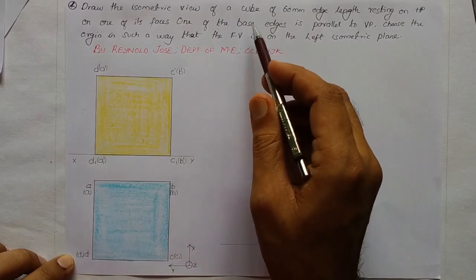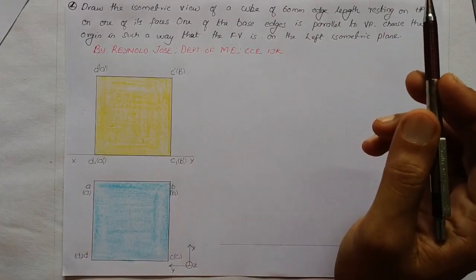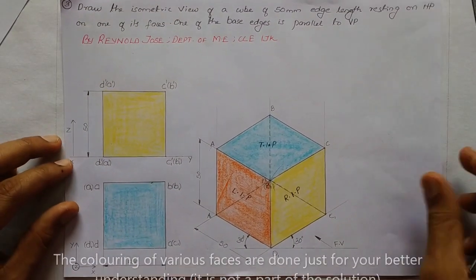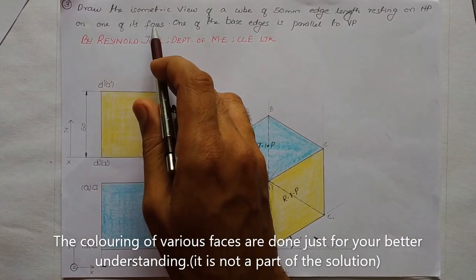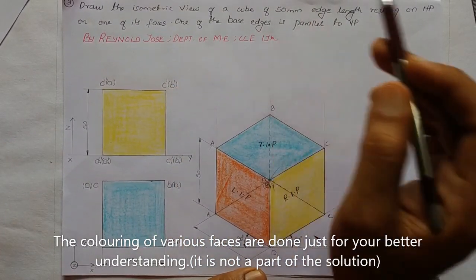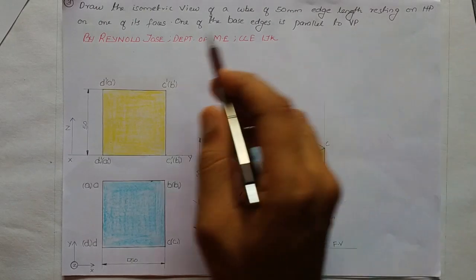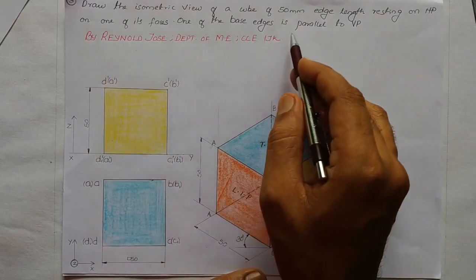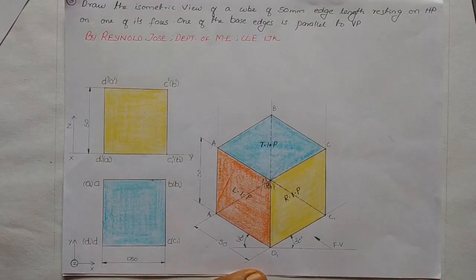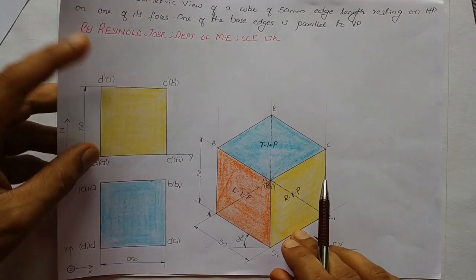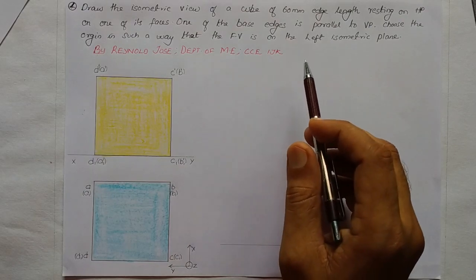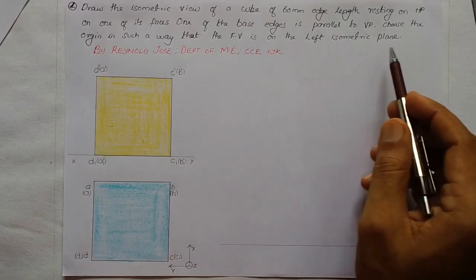So what is the difference between this question and question number 4.3? In question 4.3, it is also the isometric view of a cube. The edge length is 50, but for the time being we shall forget about the edge length, and it is resting on HP on one of its faces, and one of the base edges is parallel to VP. So 4.3 is similar to the present question, but the difference is that in the present question, it is specifically mentioned that the front view must be on the left isometric plane.